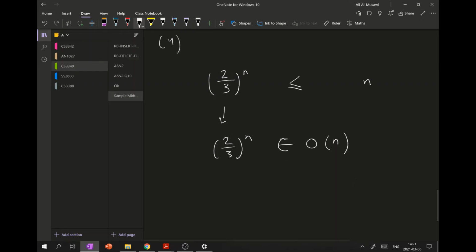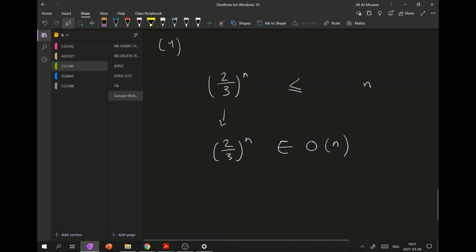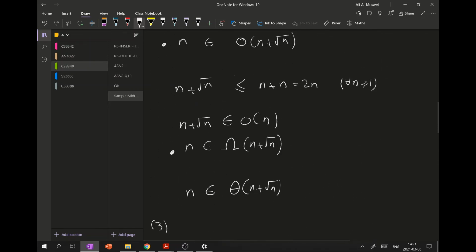Now, can we do the other way around? Of course not. Because exponentiation is so fast, there is no constant that we could multiply that would make it big enough to match up with n, okay? So that's basically why it's only big O and nothing else.